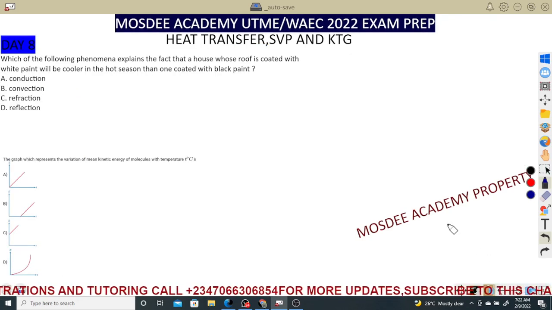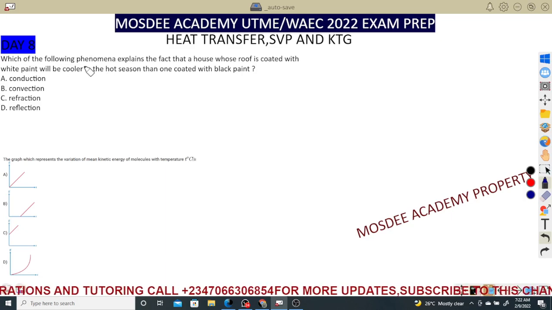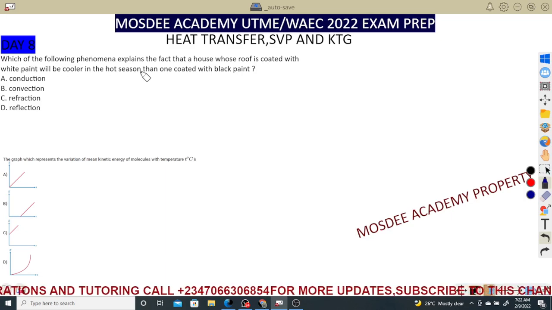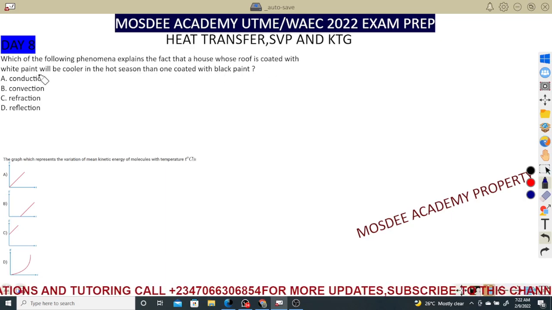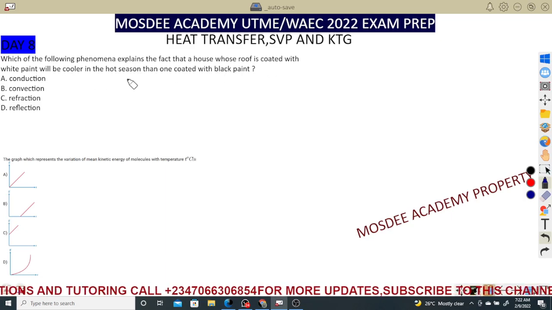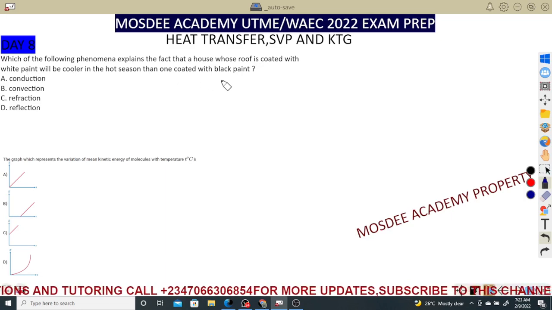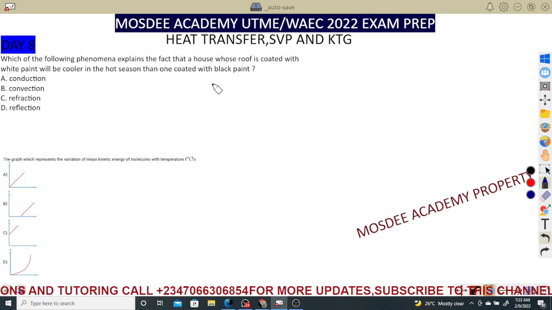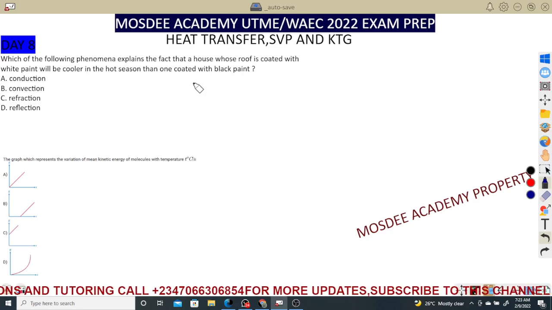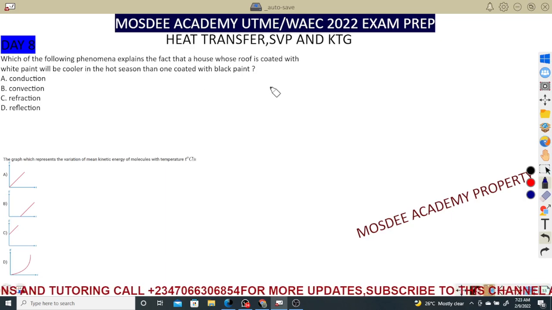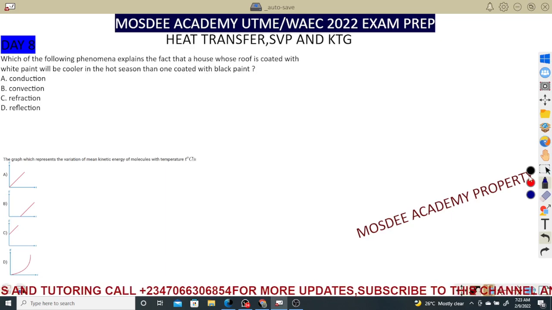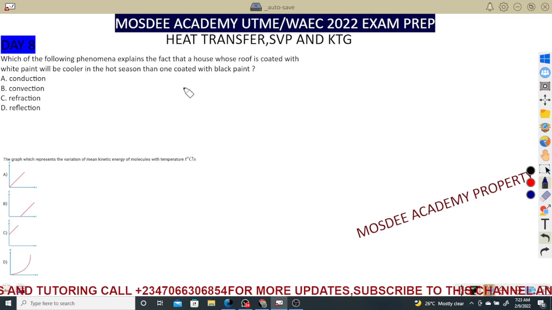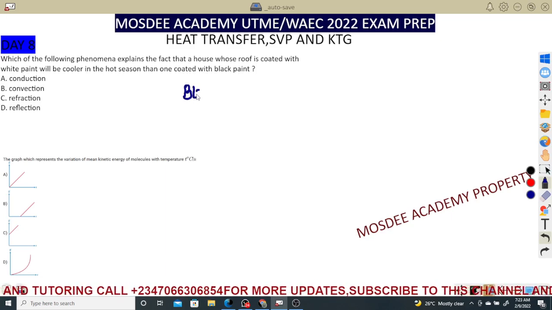Question 3. Which of the following phenomena explains the fact that a house whose roof is coated with white paint will be cooler in hot season than one coated with black paint? Yeah, very good. Now we say white paint and black paint. I just talked about conduction now. I said black body. That is just the simplest explanation you might have read in your junior classes.